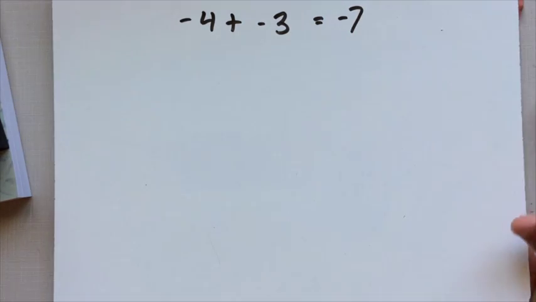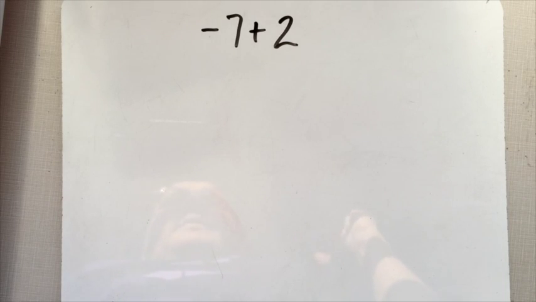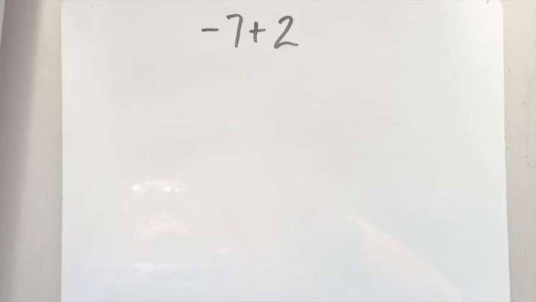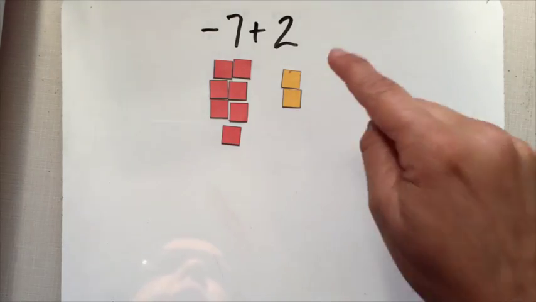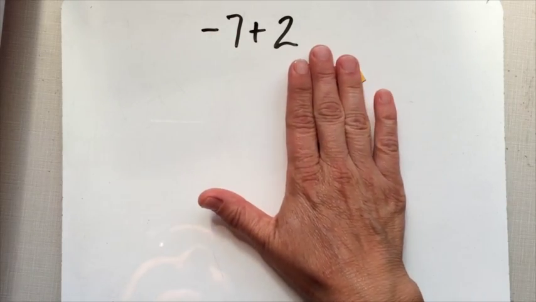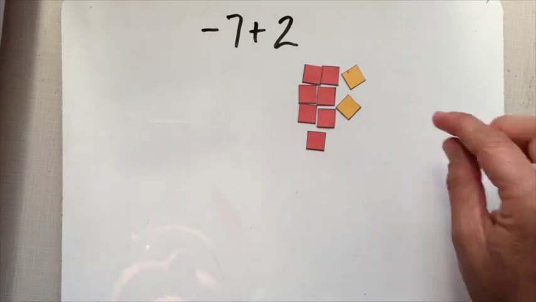All right, one more. All right, here's another problem I'd like you to try with the algebra tiles. Negative 7 plus 2. All right, did you come up with 7 negative tiles and 2 positive tiles? We combined them because we're adding.